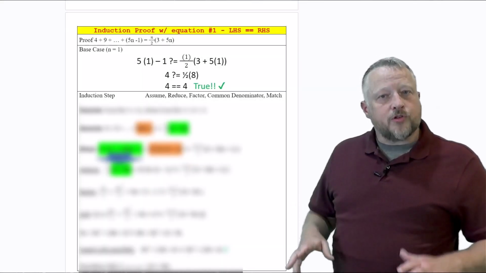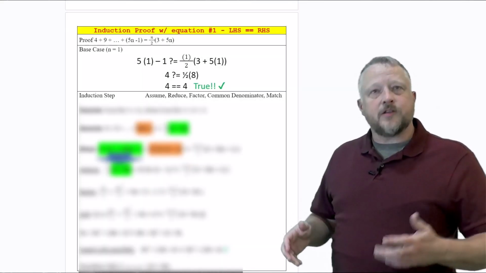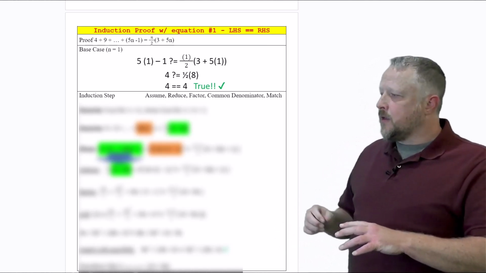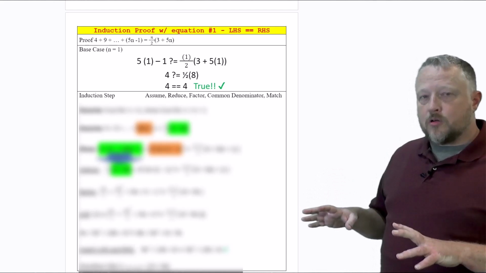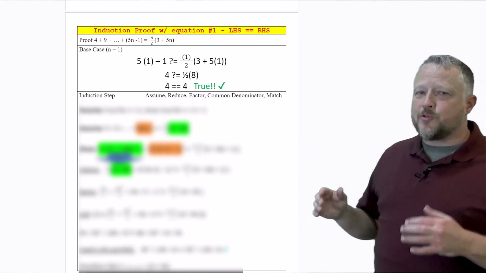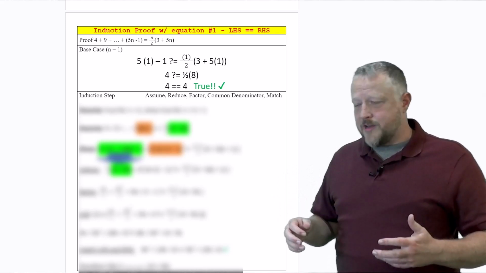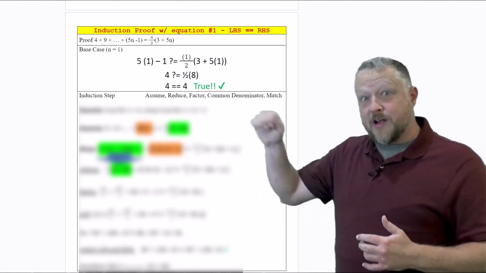Here is my first example using equalities and proof using induction. First of all, notice a lot of things are grayed out here because I'm trying to honestly show you the step-by-step process of how things worked out. I really miss my light board right now, where I'd write it out.